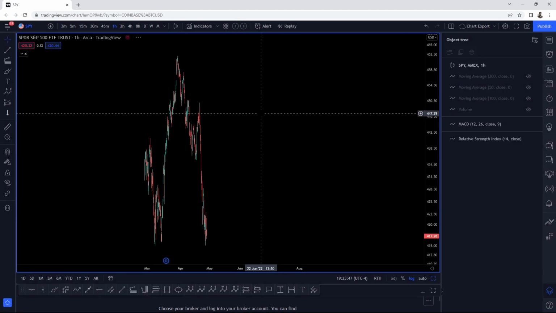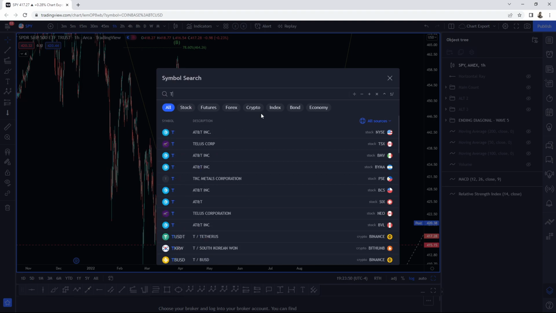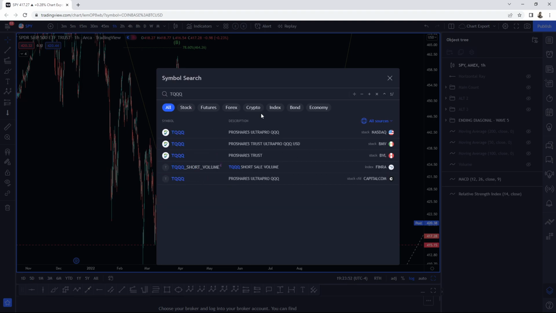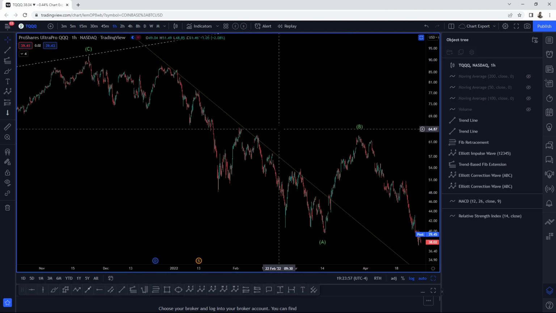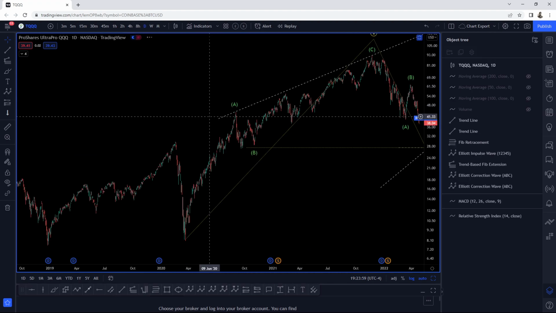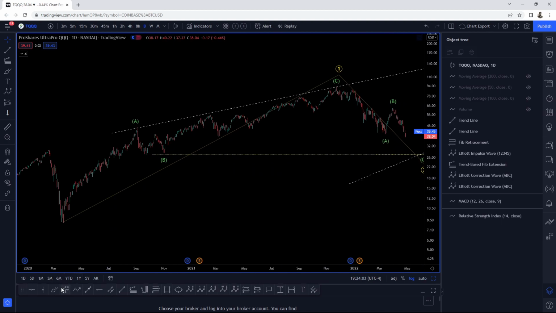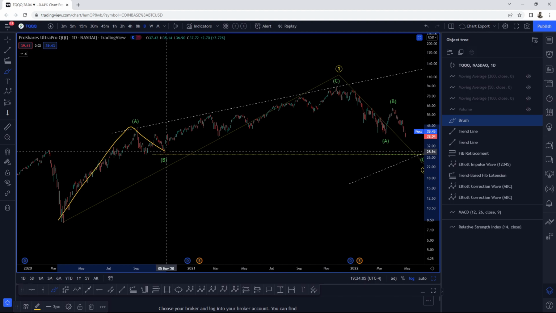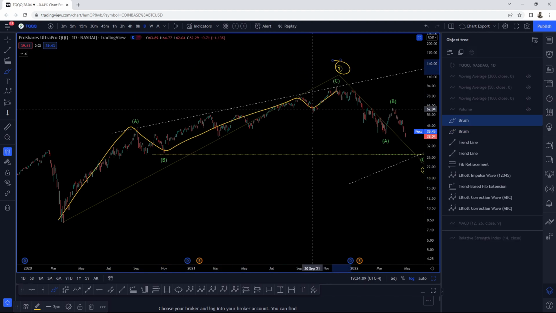Over to the SPY. Oh, and the reason why, let me just take you over to the TQQQs. Taking over to the daily time frame. So this was a good illustration as to why. In our main bullish count, this was the 1, 2, right? This is the 3, 4, and 5 to the cycle degree wave 3.